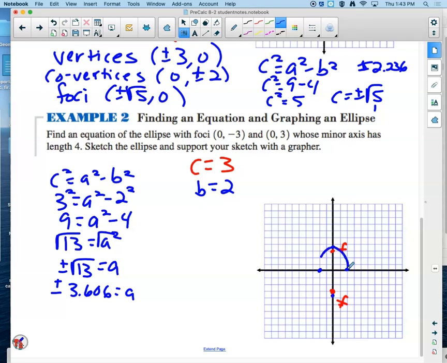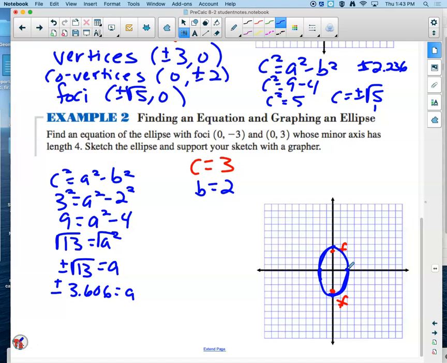And connect that up. Try to make it a nice smooth shape. Okay, not so smooth, but again, we're going to do the best we can to start off with and get our little ovals in there. All right, so find an equation of the ellipse. Well, we have to do that yet. Minor axis has a length of 4. Sketch the ellipse and support your sketch with a grapher.